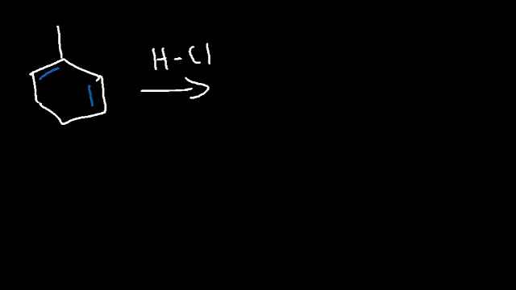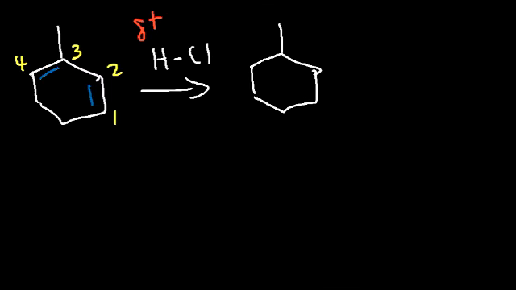So this time, let's count it this way: 1, 2, 3, 4. Let's draw the 1,2 and the 1,4 product. So hydrogen, which has the partial positive charge, is going to go on carbon 1. And chlorine, which has the partial negative charge, will go on carbon 2. And a double bond will remain between 3 and 4. So this is the 1,2 addition product.